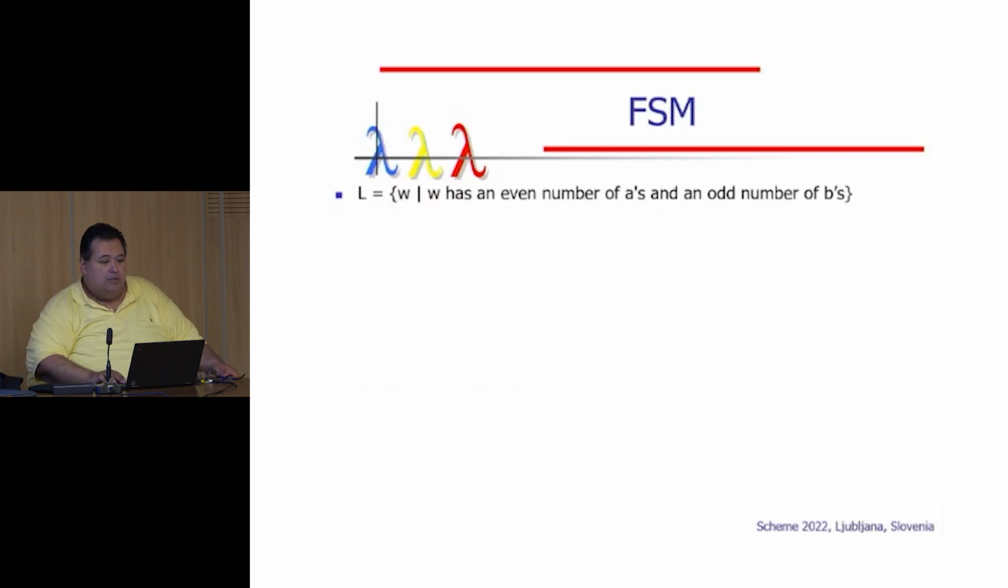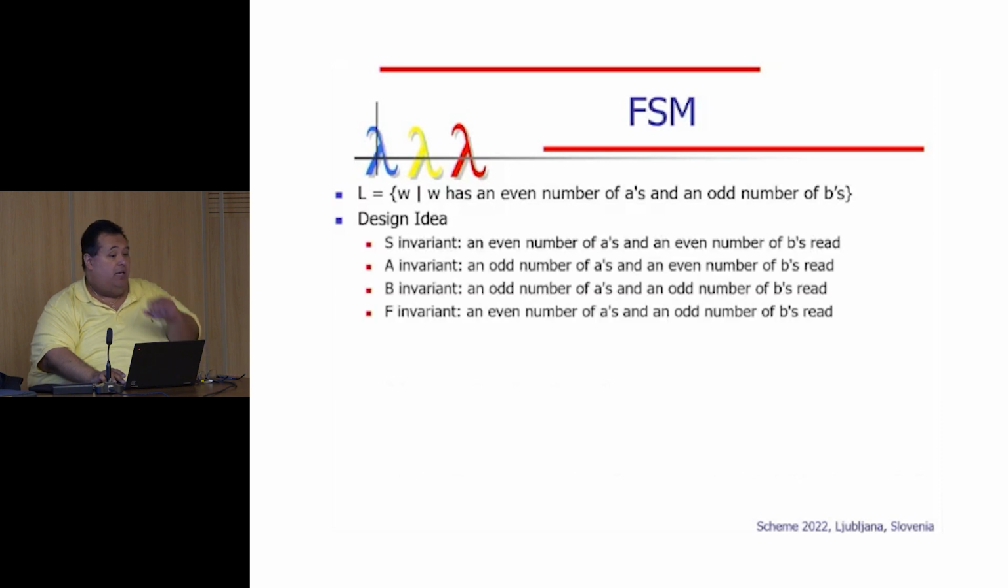And FSM also allows you to implement all the algorithms that you develop as part of your constructive proofs. Okay, so let's consider this small language: you have an even number of A's and an odd number of B's. How do you design a machine to do this? The key, again, is design. Well, at the beginning, there are 0 A's and 0 B's. So that's even. And then if you read an A, you have odd A's and even B's. So that will be state A. And then if you read a B, you'll have even A's and odd B's. Well, that's the final state, F. And then, of course, you could have odd and odd, and that would be state B.